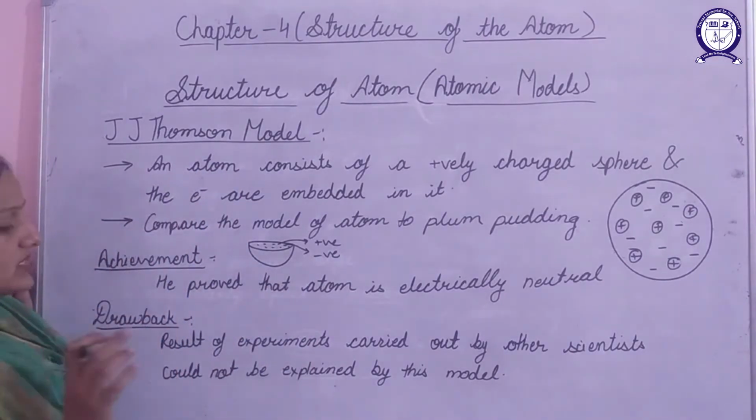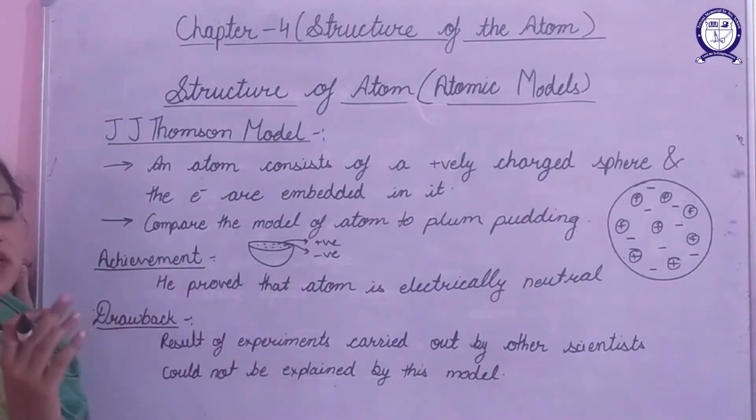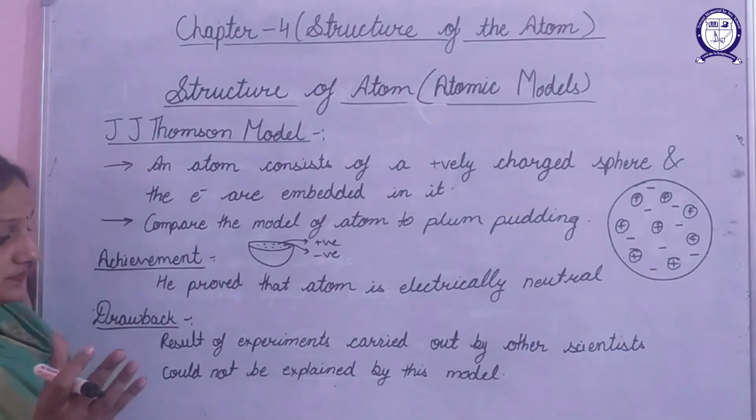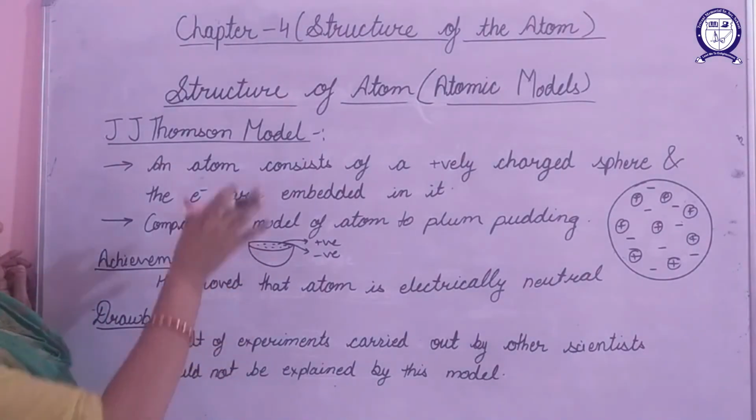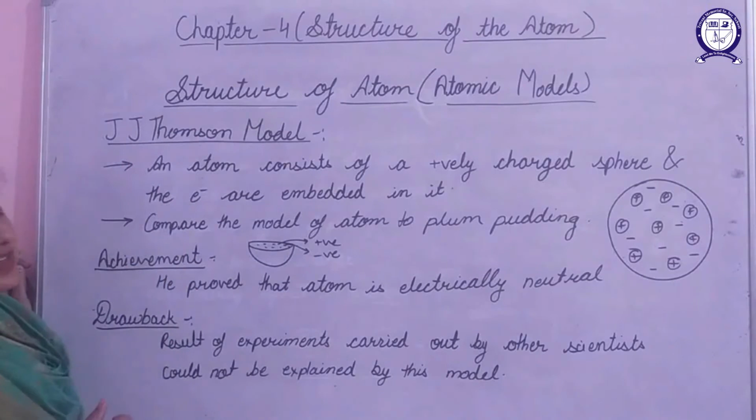The drawback was that the results of experiments carried out by different scientists could not be explained using the model given by J.J. Thomson. This was the major drawback of this model.